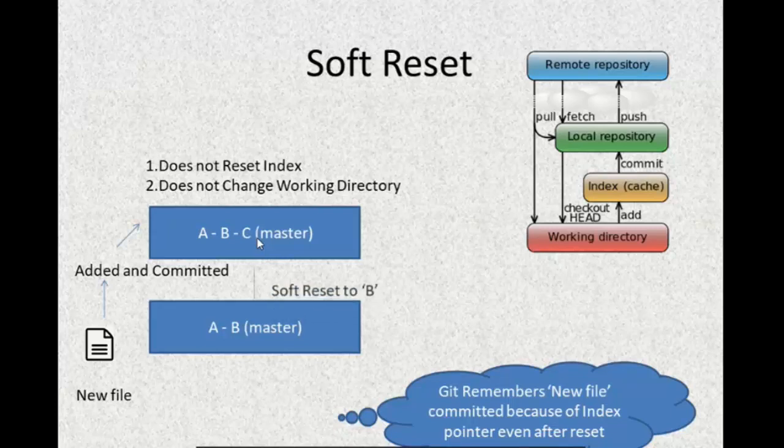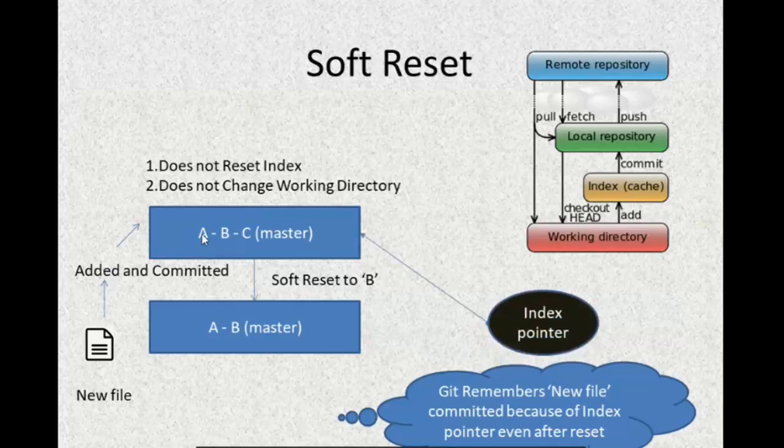Next, you perform a soft reset to the B location. What will it do? What will happen is your index pointer still stays at ABC master, but your head location will be changed to this.